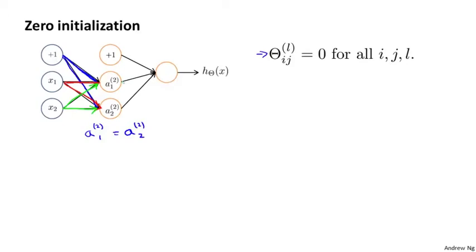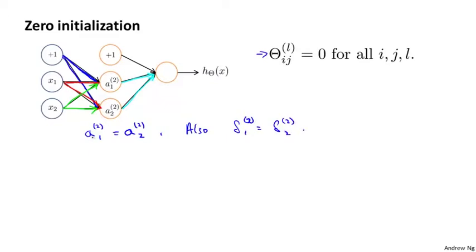Moreover, I'm not going to show this in too much detail, but because these outgoing weights are the same, you can also show that the delta values are also going to be the same. So concretely, you end up with delta 1(2) equals delta 2(2).